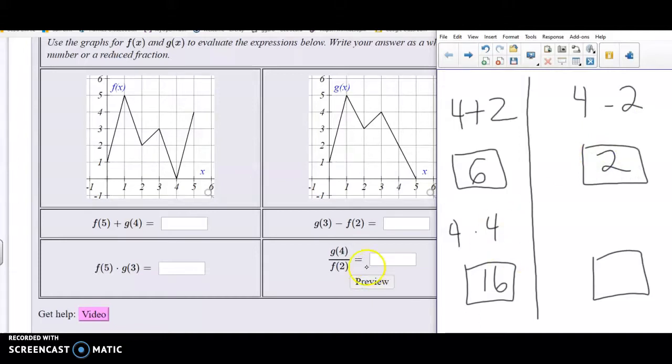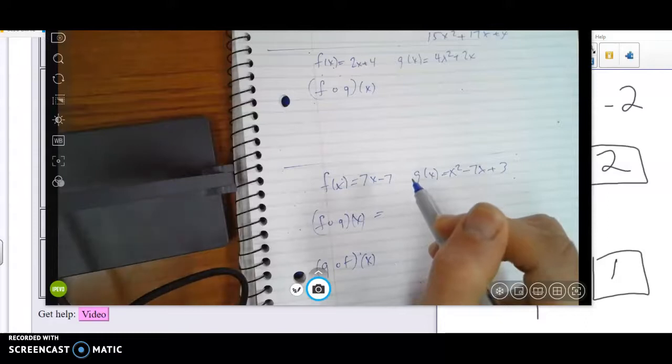Now, on the bottom here, you have g of 4 over f of 2. So g of 4 is going to equal 2. And you divide that by f of 2. f of 2 is 2. So you have 2 divided by 2, and you get 1. So that's how you handle a graphical problem like that. Okay, a couple more problems here.